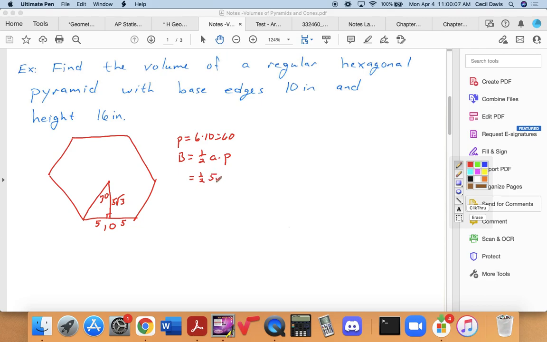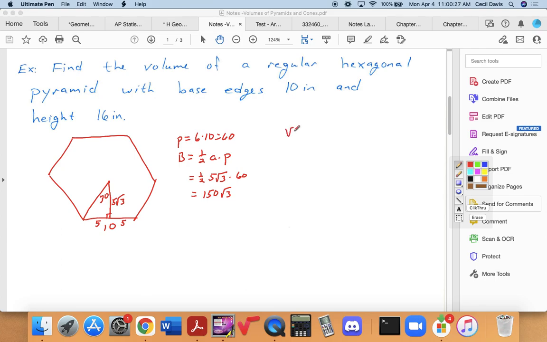So that's 1/2 of 5 square roots of 3 times the perimeter, which is 60. Again, I won't take half of the 5, I'll take half of the 60, which is 30, times 5 is 150. So it's 150 square roots of 3 for the area of the base.